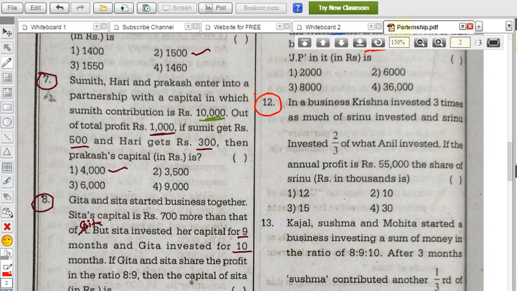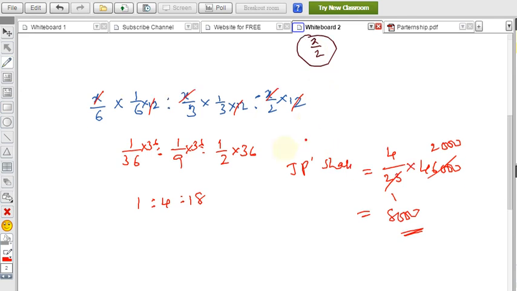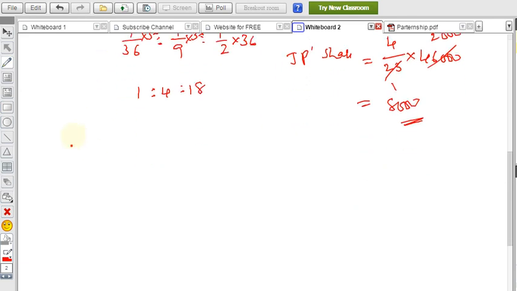One is 3 times. Krishna invested 3 times as much as Srinu invested, and Srinu invested 2/3 of what Anil invested. So for Anil's investment, I am taking some X. Then it's easy to calculate the profit share. Okay, listen now.